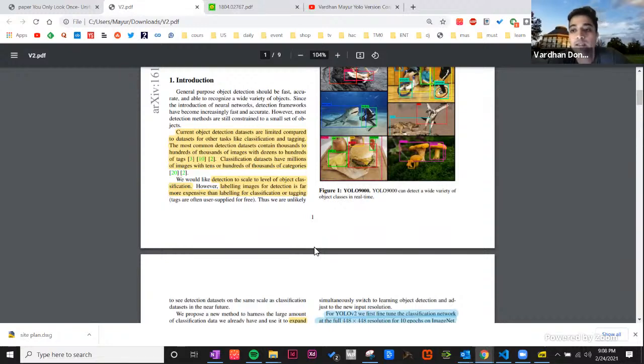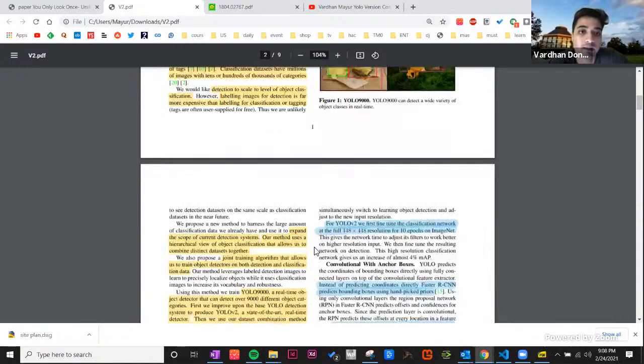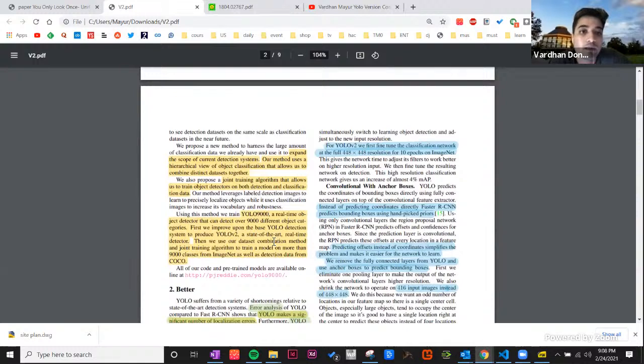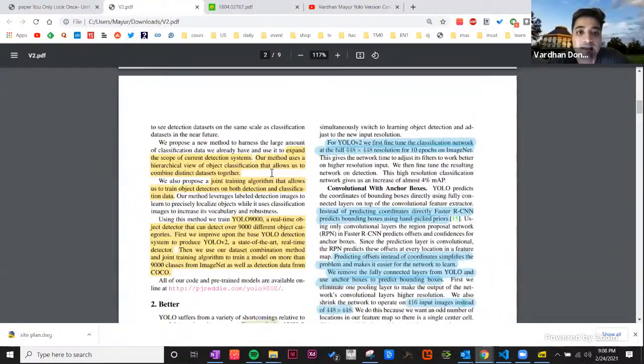So what to do in that case? That is what they came up with: a joint learning algorithm where they expand their dataset by joining both the detection and classification datasets. That's an interesting idea. In the next paragraphs you will see they pointed out that we propose a new method to harness the large amount of classification data and expand the scope of current detection systems.